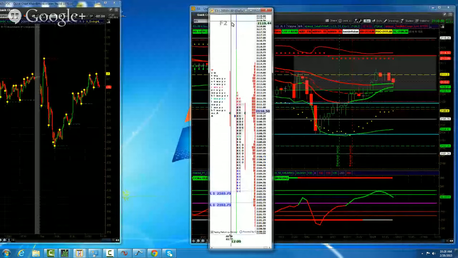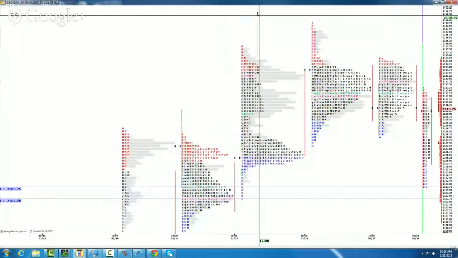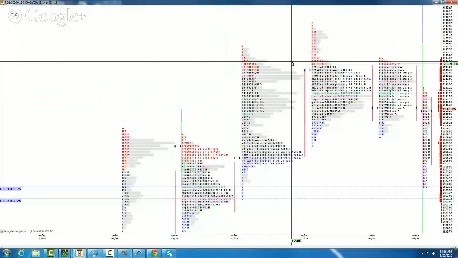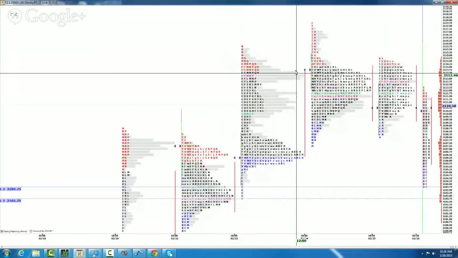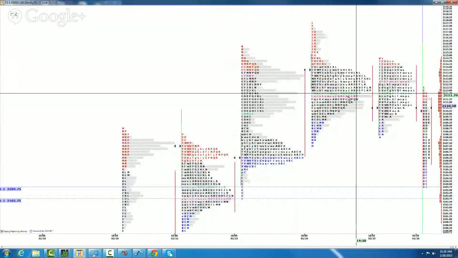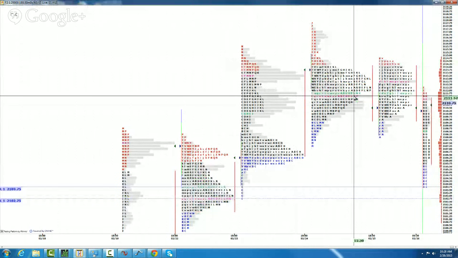Usually in theory, you should be able to sell the top of value and wait for the market to move back over here to the mode. So here's the mode, 2011.5.